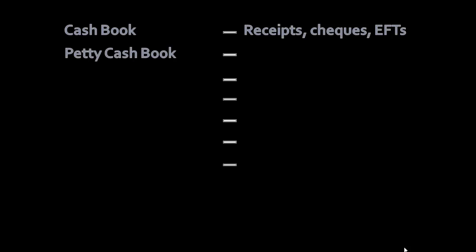Then we get the petty cash book. All small cash receipts are processed in the petty cash book. These are small items such as stationery, envelopes, water refill, all small items of the business.